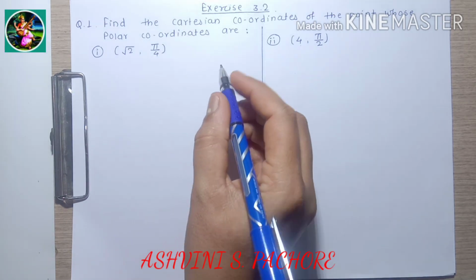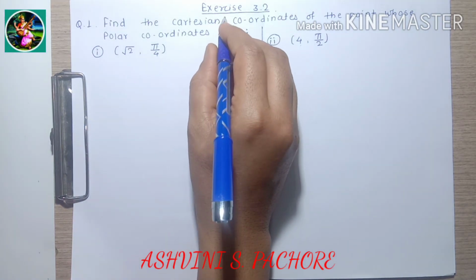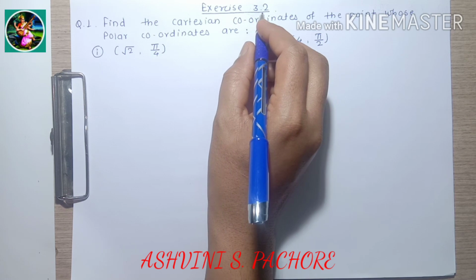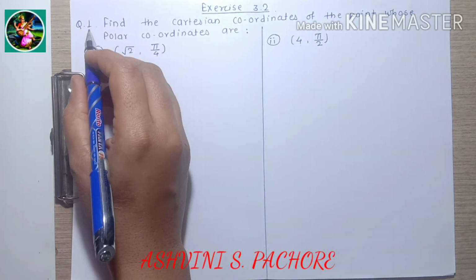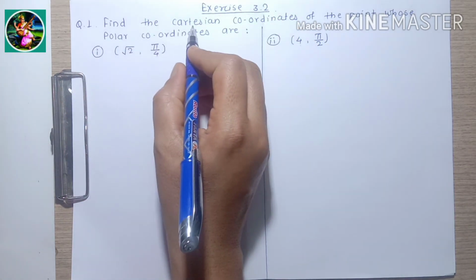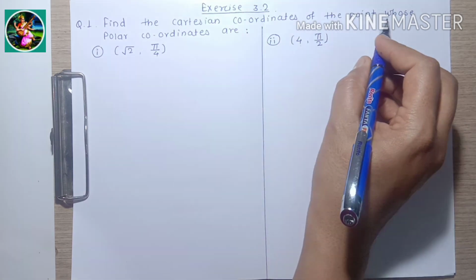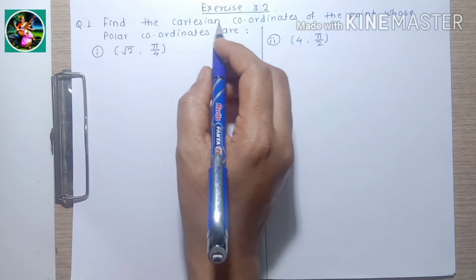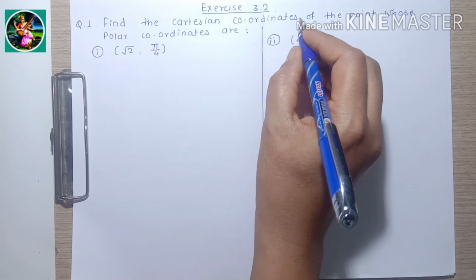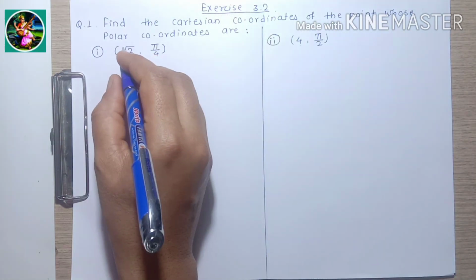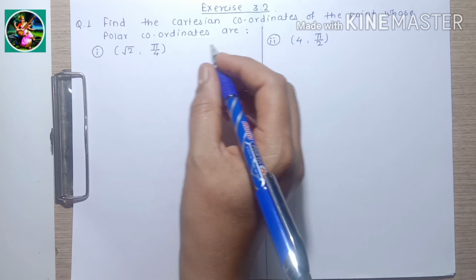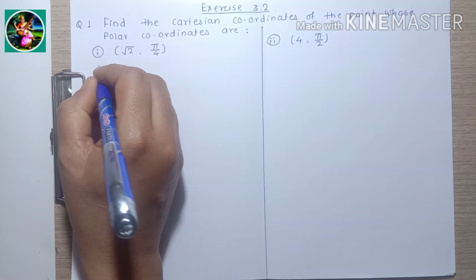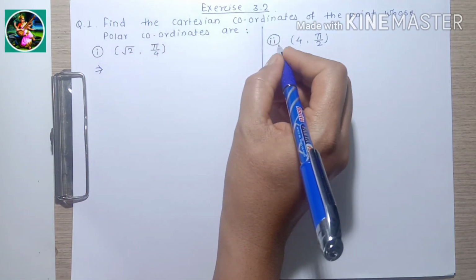In this session we are going to solve exercise 3.2. In that, the first question is: find the Cartesian coordinates of the point whose polar coordinates are given. Okay, Cartesian coordinates we have to find out. Here polar coordinates are given. We know that the polar coordinates of any point.